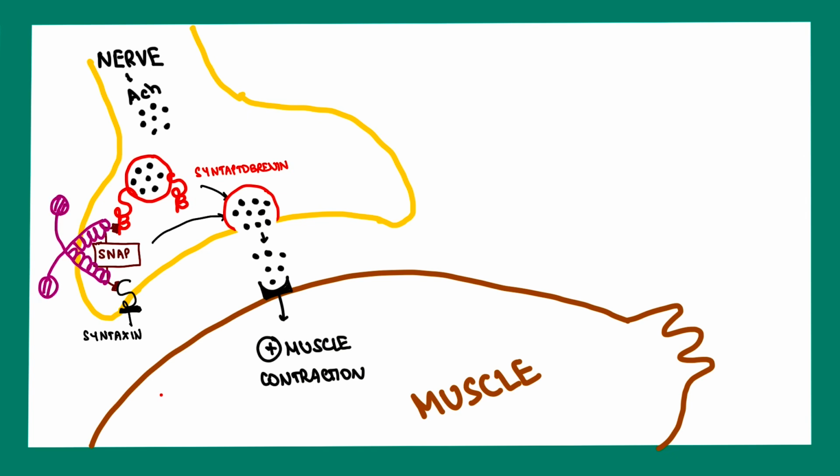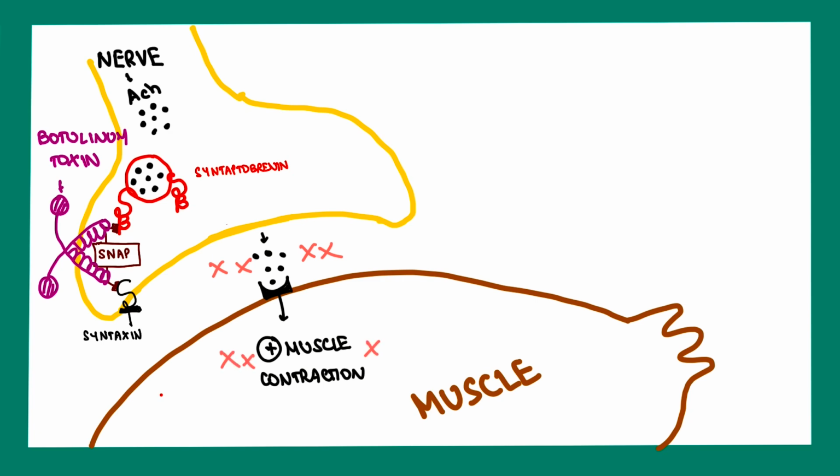Here our botulinum toxin actually cleaves the SNAP protein. It makes the SNAP protein dysfunctional. So now synaptobrevin and syntaxin can't fuse. Now what will happen? No acetylcholine release and no muscle contraction, leading to flaccidity of muscles. So this botulinum toxin acts on the SNAP proteins.